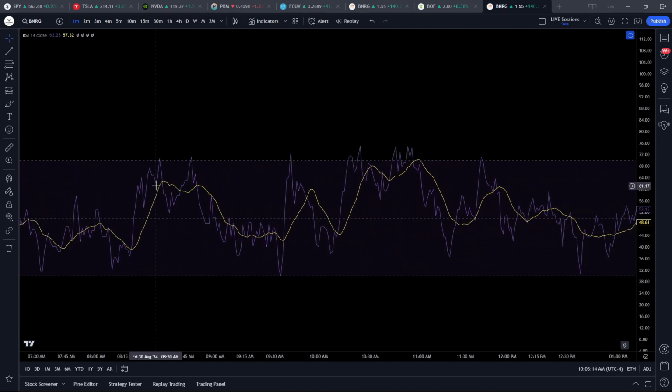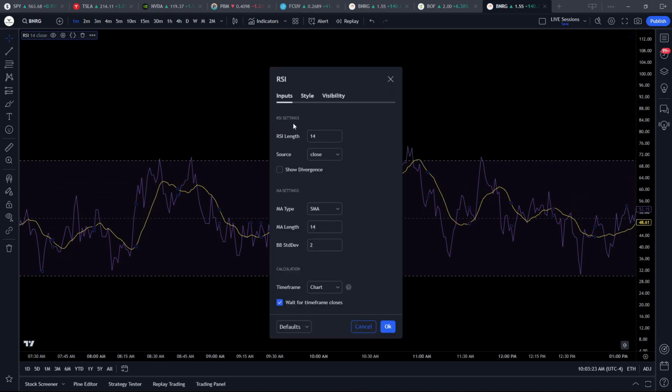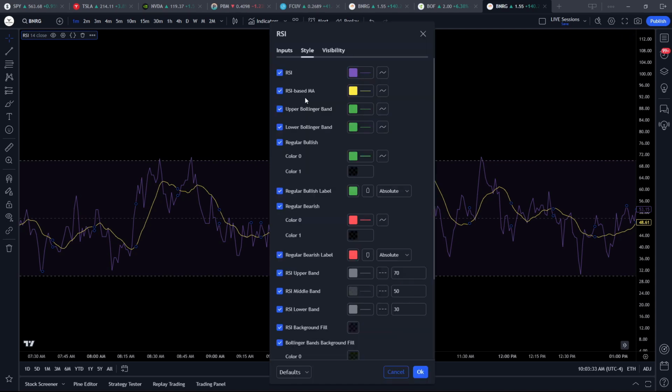I'm going to remove the yellow line that you see here. This is that moving average. If I double click on the indicator itself, I'll do it up here, you can open up the settings, and we can see that the length is set to 14. We're going to adjust that in just a minute. You can see that we have what looks like a smoothing moving average or a simple moving average. I'm going to turn that off. It's the RSI-based moving average. Going to turn that off.